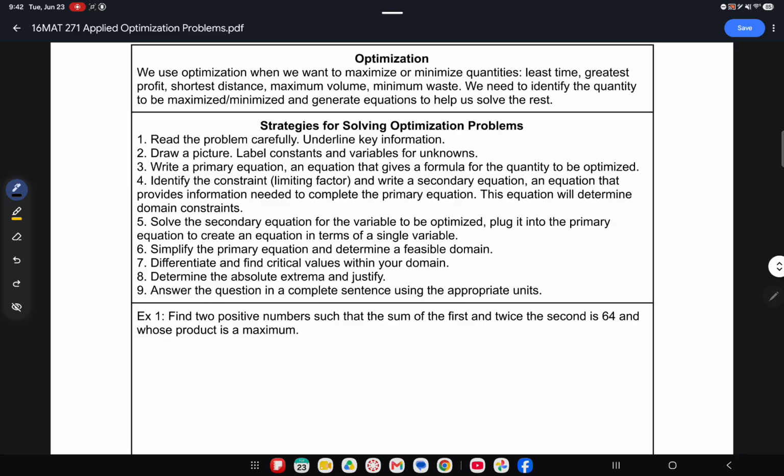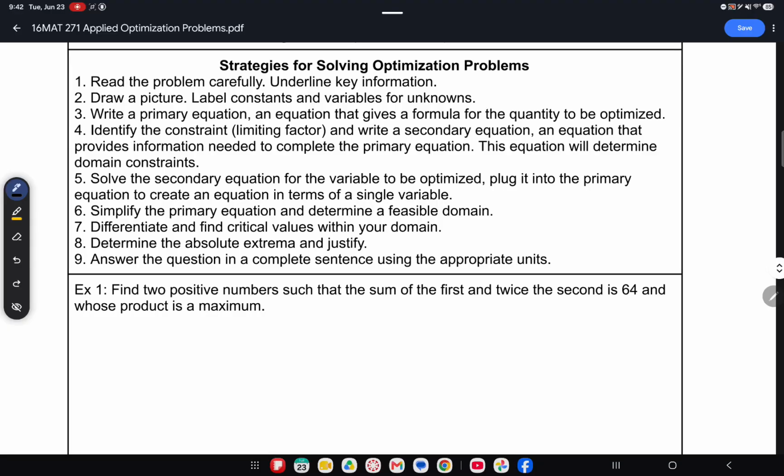And yeah, so here are some problem solving techniques for these kinds of problems. So obviously you want to read the problem, and circle, highlight, or underline any key information. It's just good word problem solving strategy to begin with. Maybe we want to draw a picture and label any constraints or variables for unknowns. You don't necessarily always have to draw a picture, but sometimes it's helpful. And we want to write a primary equation, so something we can use.